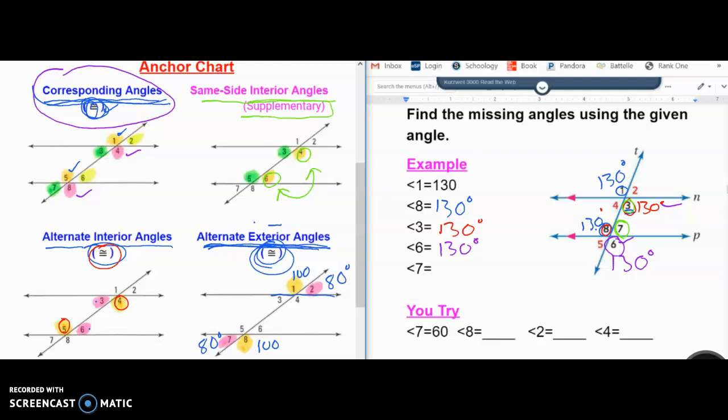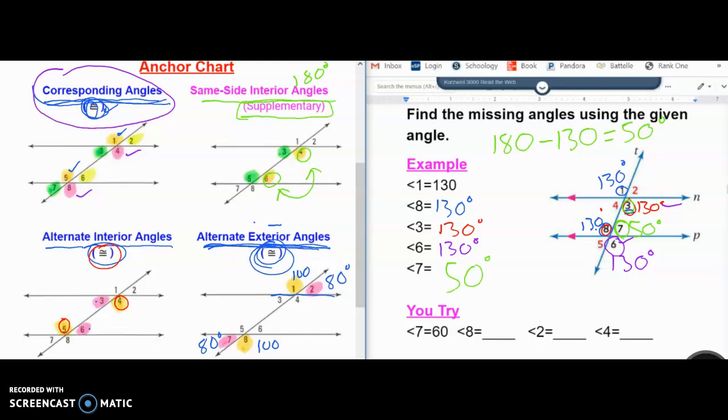And check this out. These are not congruent. They're supplementary. Supplementary means 180. So together they equal 180. So if I know that together they equal 180, what I can do is this. I can do 180 minus 130, and that gives me 50 degrees. That means that angle 7 is 50 degrees. Okay? And I am done with this problem.